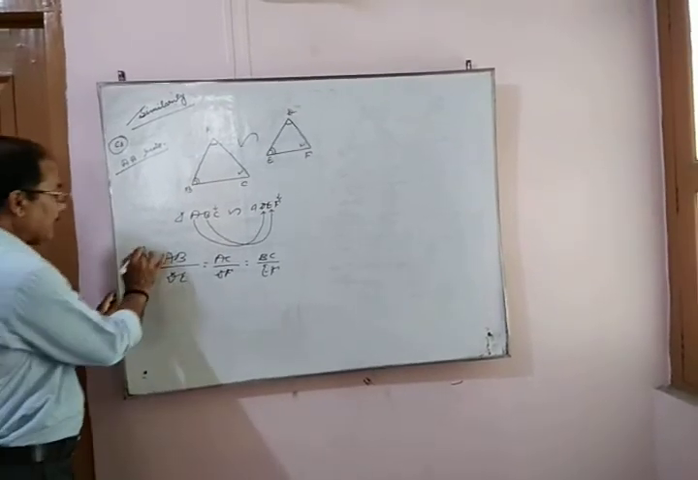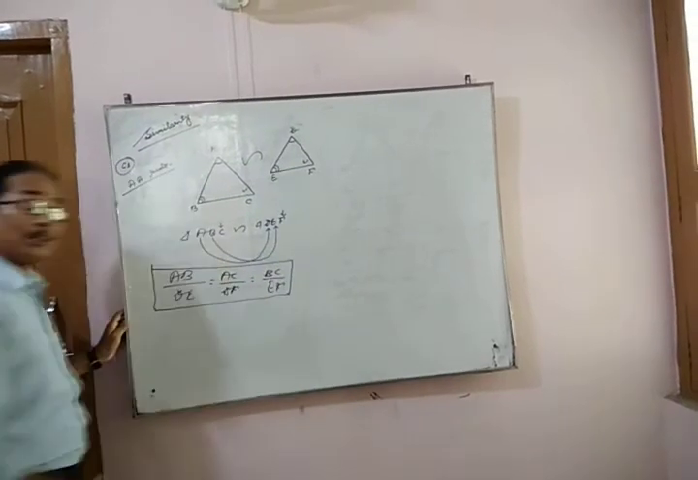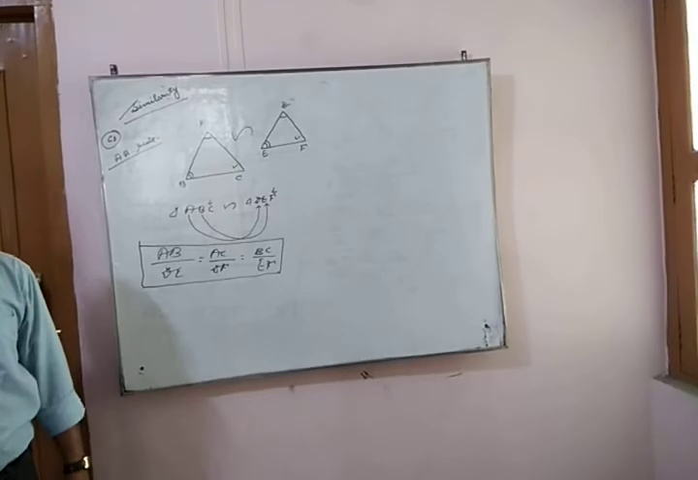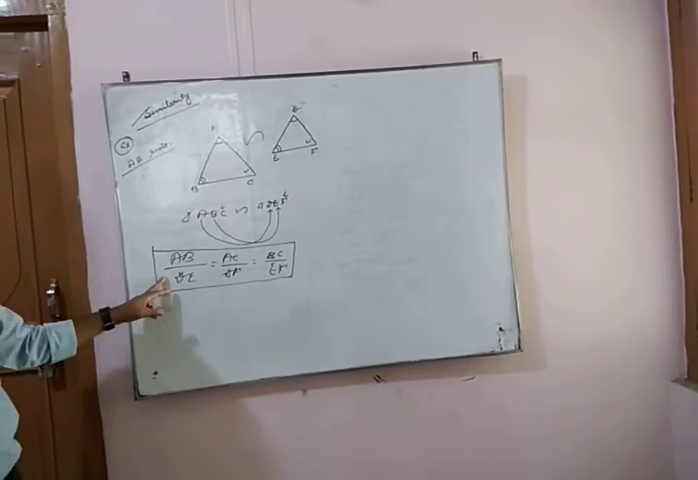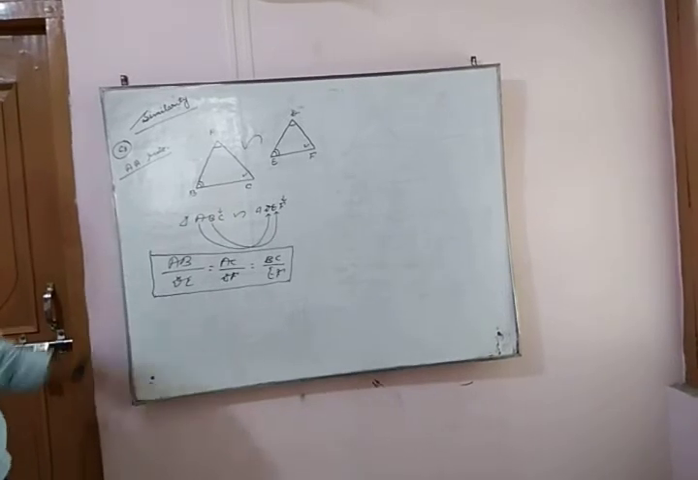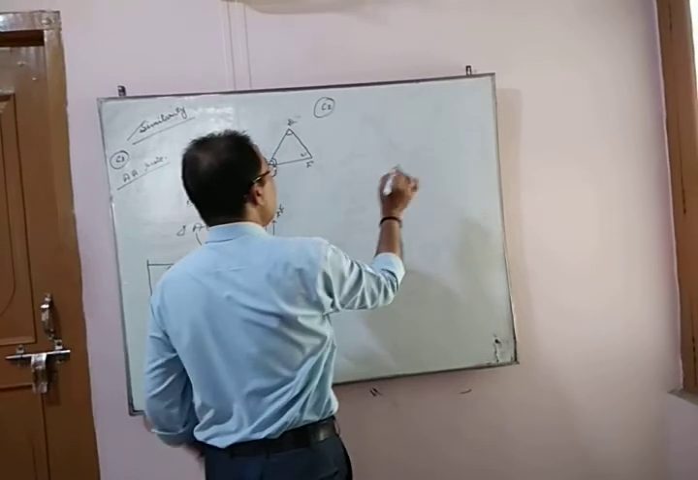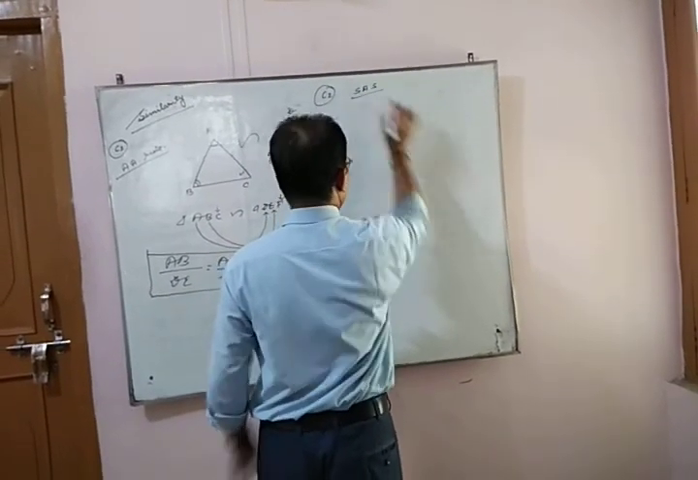So this is the principle of similarity. Using this principle you can do the questions. If the triangles are similar under the criteria, then you can use this principle to solve the question. Condition number 2. This is known as the side angle side rule.